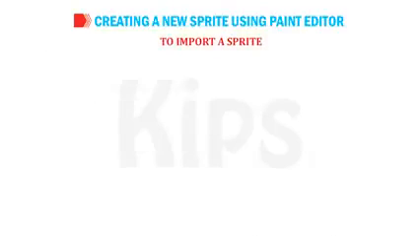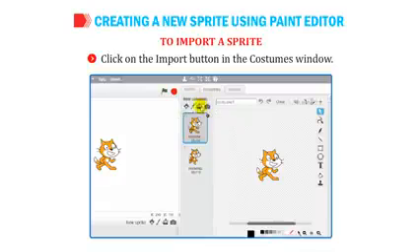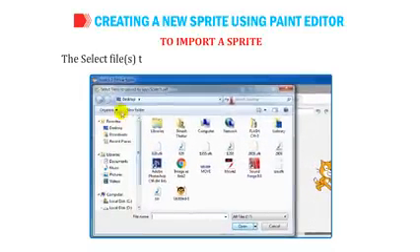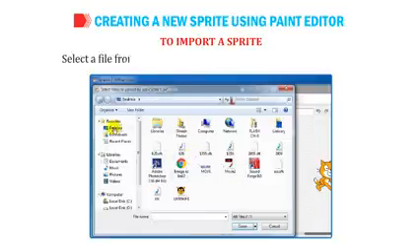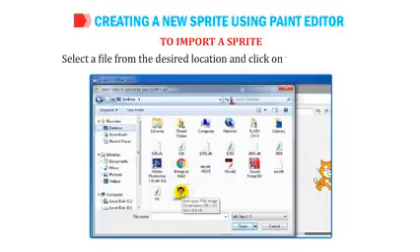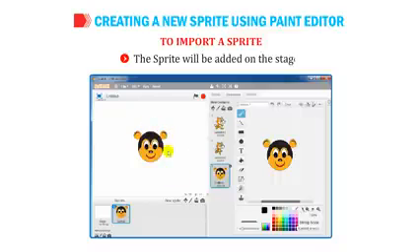To import a sprite, click on the Import button in the Costumes window. The Select Files to Upload dialog box appears. Select a file from the desired location and click on the Open button. The sprite will be added on the stage.